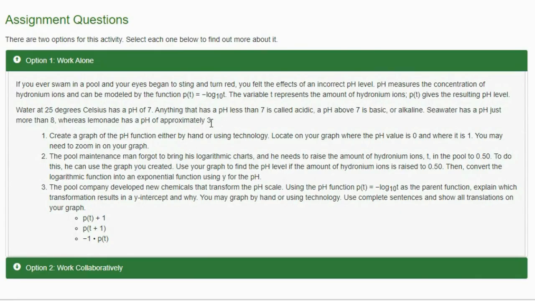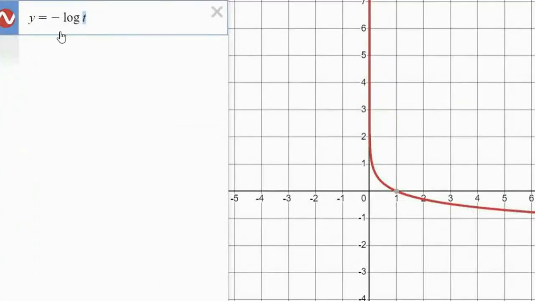Lemonade has a pH of about 3. Don't know how much lemon is in there, so that's why it makes your mouth pucker. Very acidic. So here's what you're supposed to do. Create a graph of the pH function, either by hand or using technology. I've already done it right here, actually.